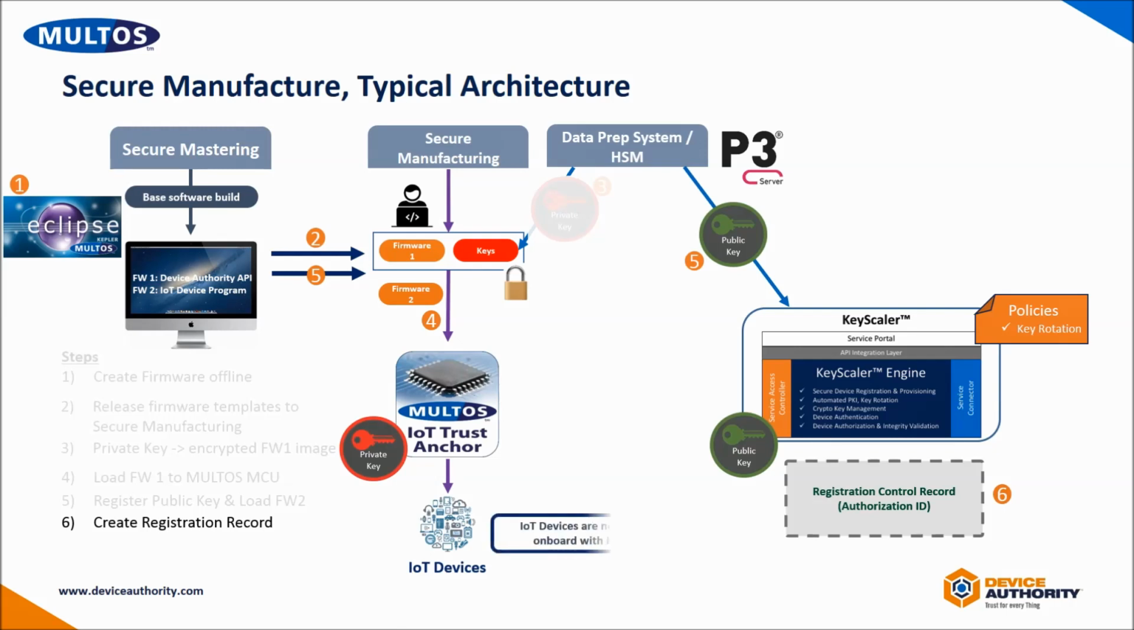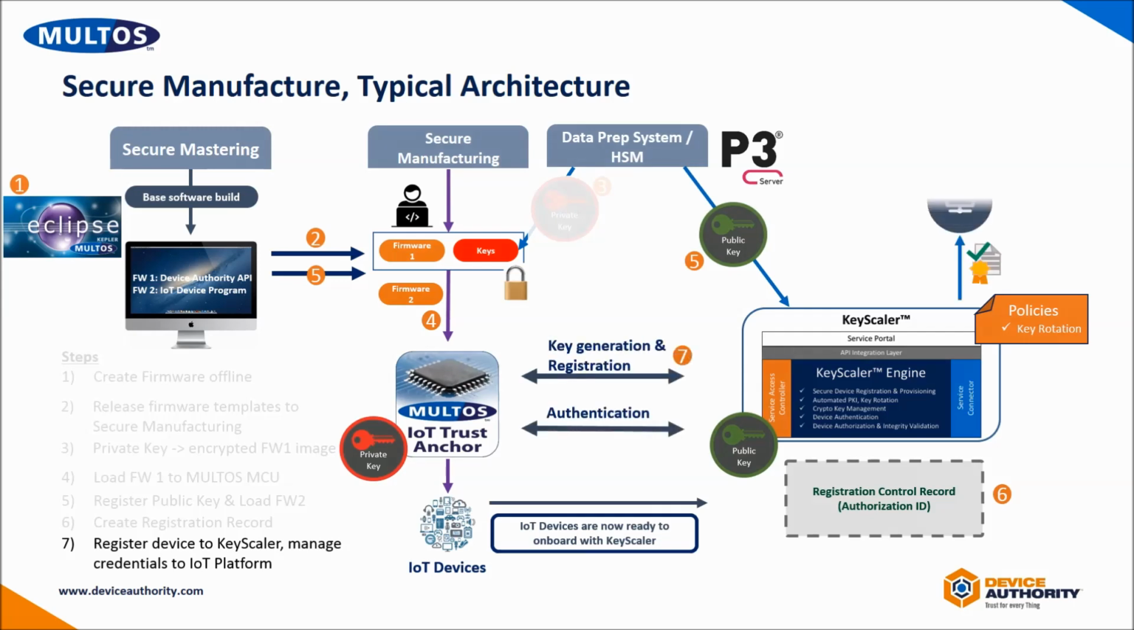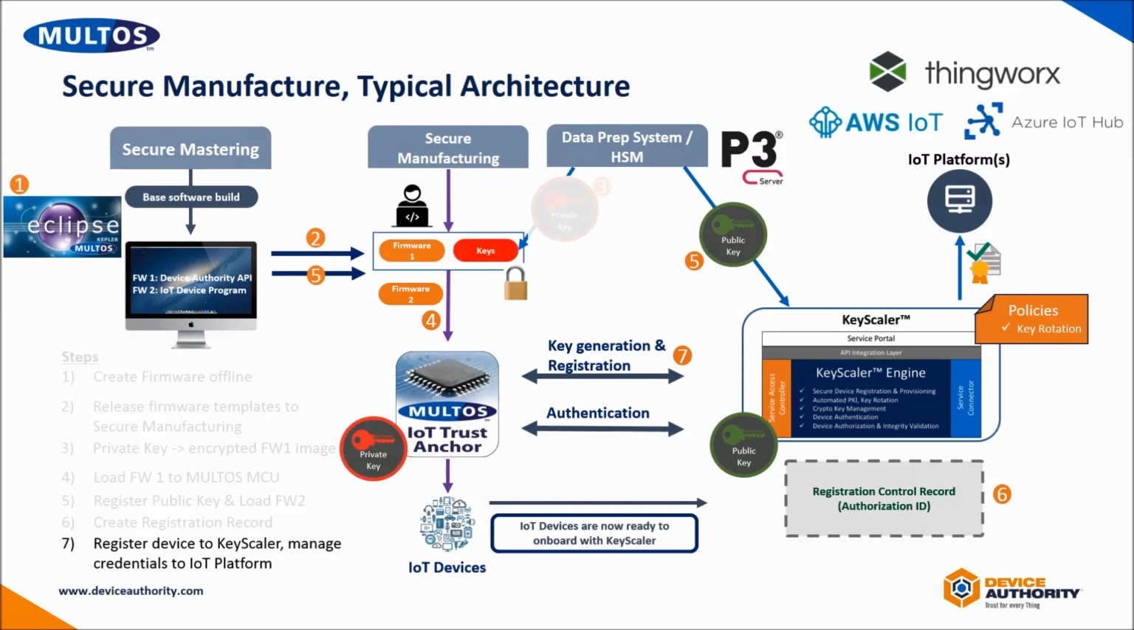7. The device is then ready to be automatically onboarded and provisioned with its first set of operational keys. The operational keys can be those provided by Keyscaler for encryption or be keys from other IoT platforms that Keyscaler supports.